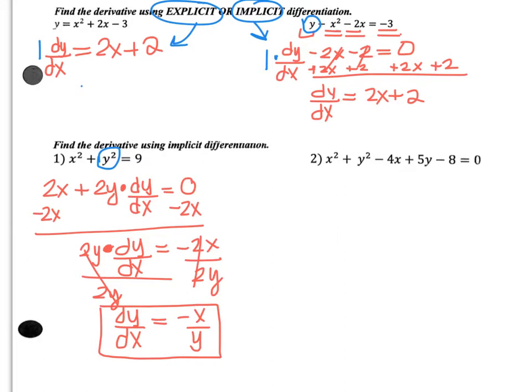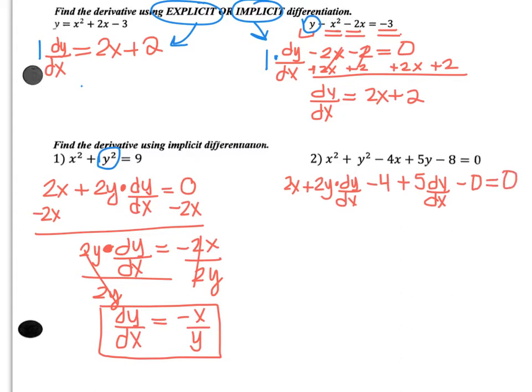Okay, example number 2. Same concept as example number 1. We're going to take the derivative of each piece. So the derivative of x squared is 2x. The derivative of y squared is 2y times dy/dx. Remember, every time we're taking the derivative of y, we have to attach a dy/dx. Derivative of negative 4x is negative 4. Derivative of 5y is 5 dy/dx again, because we took the derivative of y, and then minus 0, the derivative of a constant, is 0.